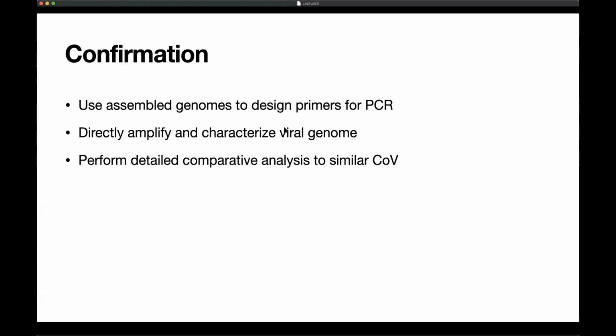And then once you've done this, instead of looking for the proverbial needle in a haystack, where you're looking at 0.2% of all the viral reads in a very large collection of genomic data, now you specifically amplify and sequence only the viral genome. And then you can refine the genome and perform detailed comparative analysis with respect to similar coronaviruses. So this is basically how viral discovery is done at a very high level.